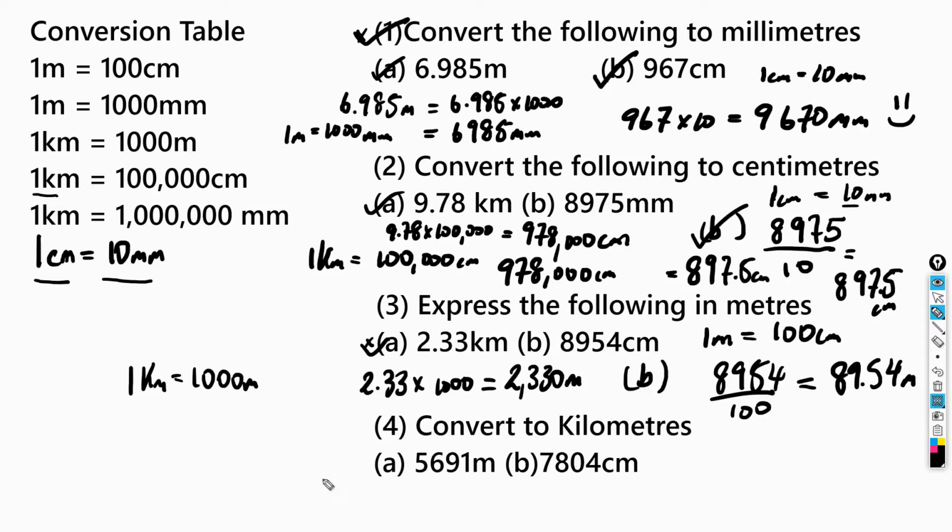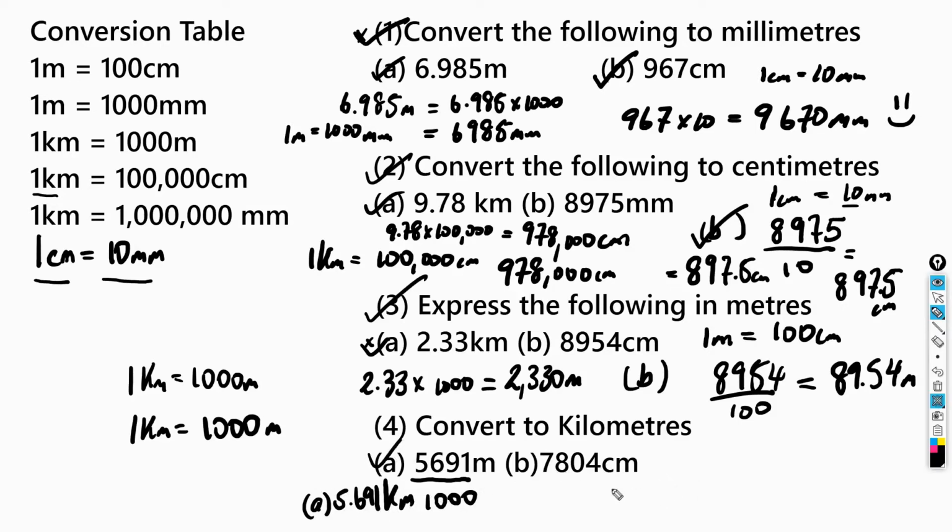Cool. So the last one here, it says convert to kilometers. So we finished number 3, finished number 2, and we're doing the last one, which is number 4, convert to kilometers, right? Now we're back to the same situation again. We have 5,691 meters, but we know that 1 kilometer is equal to 1,000 meters, right? So all we have to do is divide this by 1,000 to get the amount in kilometers. So for A, we should get 5.691 kilometers. Cool. So that should be the answer for A.